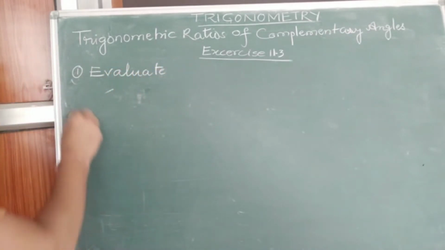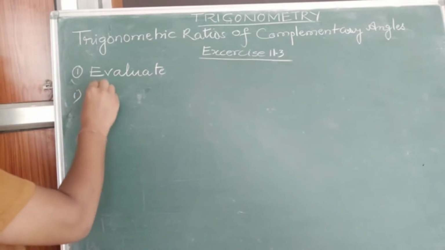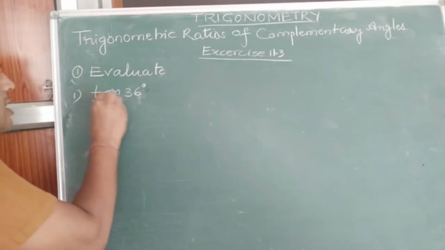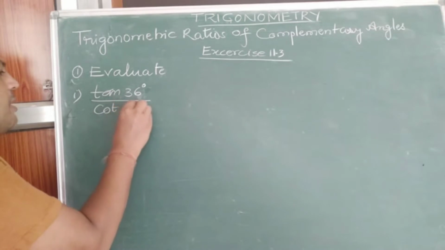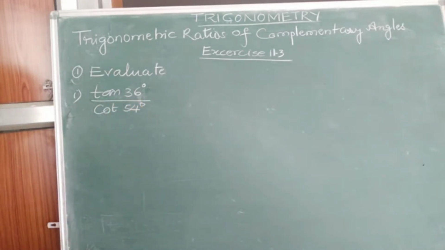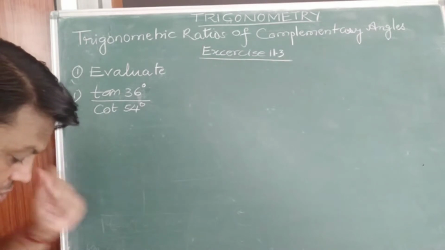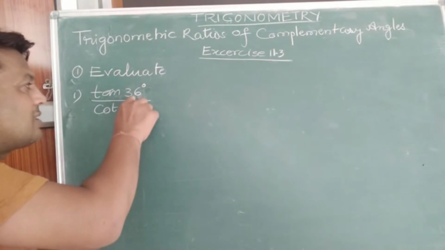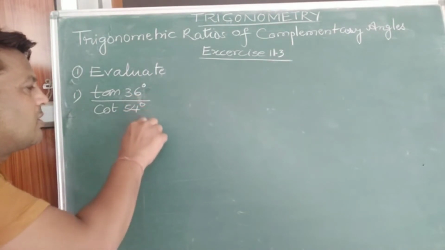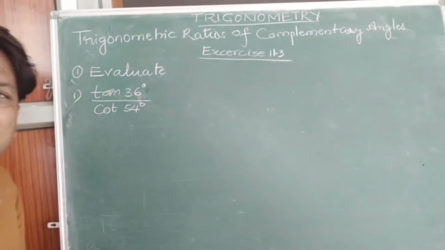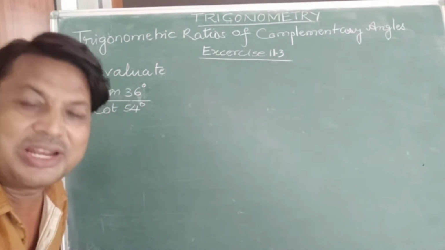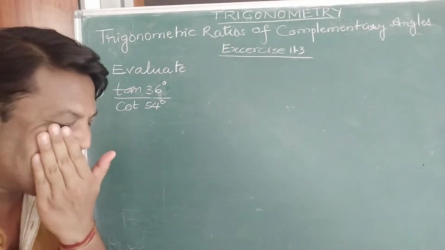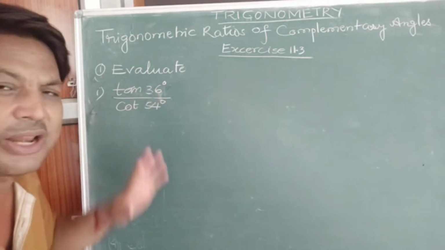There are some parts. Part number 1 is tan 36 degree upon cot 54 degree. So children, what happens here? In this type of question, 36 and 54, 6 plus 4 is 10, 5 plus 3 is 8 plus 1 is 9. So the sum of these two angles is 90 degree. When you add these two angles, the sum will be 90 degree. It means these two are complementary angles.